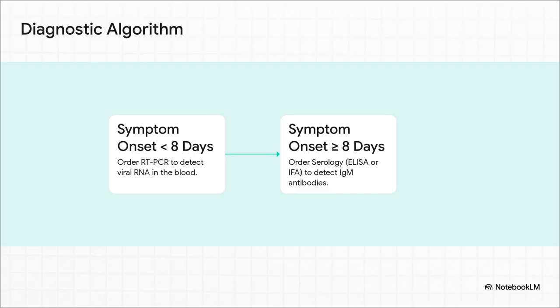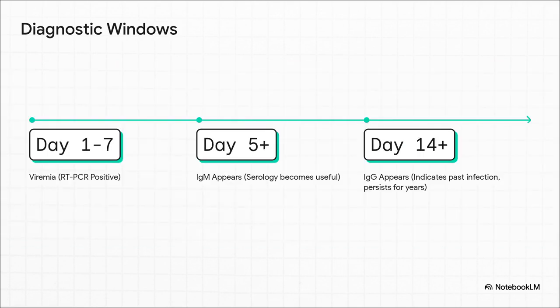But after day 8 or so, the virus is much harder to find in the blood, so you pivot your strategy to serology to look for the IgM antibodies the body has started to make. And this timeline shows you exactly why that algorithm works so perfectly. You've got this very short window of viremia where RT-PCR is king. Then, right around day 5, IgM antibodies start to show up, and your diagnostic strategy has to shift over to serology. IgG comes later, and it sticks around for years, basically as a marker of a past infection.